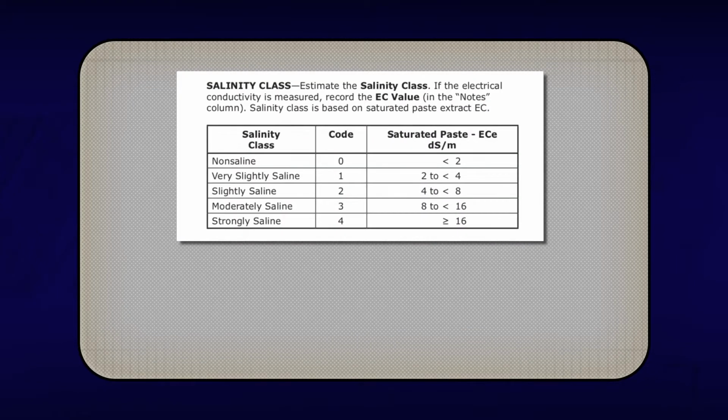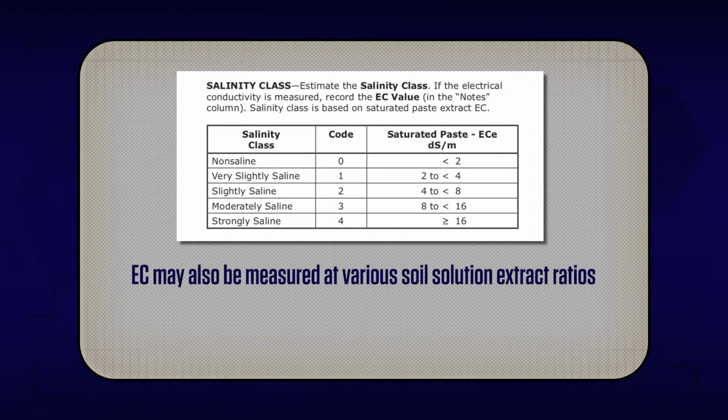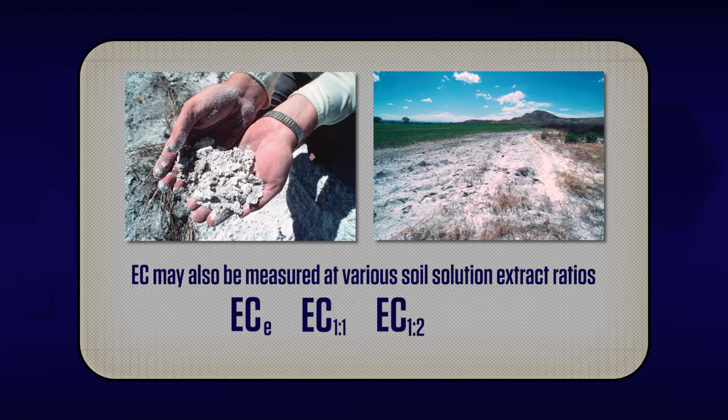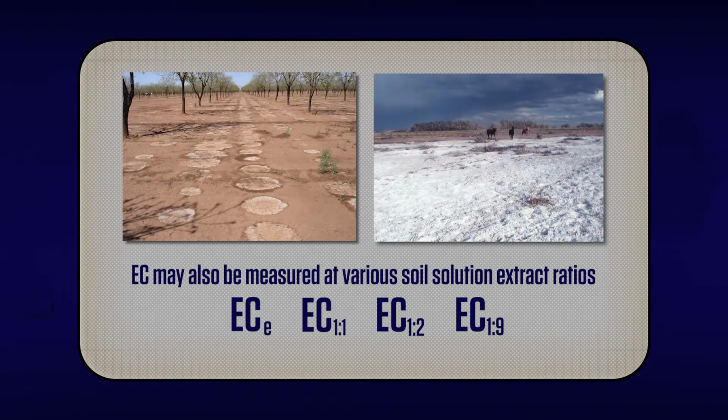Soil salinity classes are based on electrical conductivity from a saturation paste extract as decisiemens per meter. EC may also be measured at various soil solution extract ratios. The resultant EC values are not directly comparable because of the dilution effect. The salinity standard is the saturated paste extract EC. To avoid confusion, saturated paste EC is commonly denoted as ECE, and other extracts denoted by the dilution ratio.